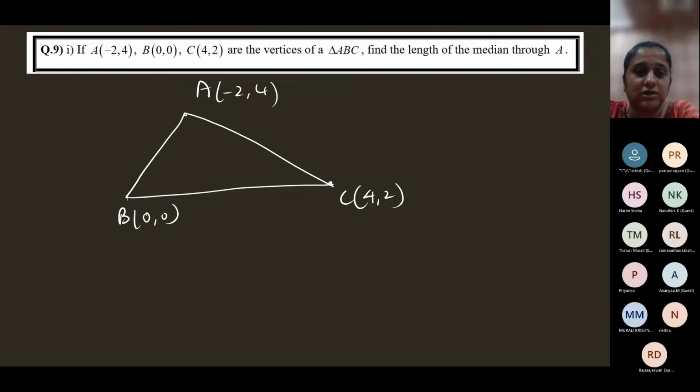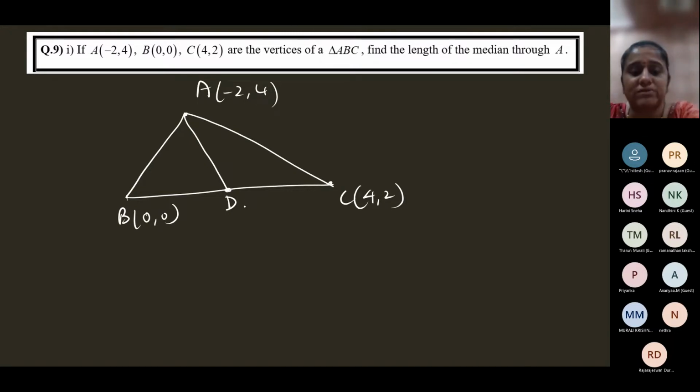Median is a line segment from the vertex to the midpoint of the opposite side. So say it meets BC at D. D will be the midpoint of BC because AD is the median through A, and a median is a line segment from the vertex to the midpoint of the opposite side.